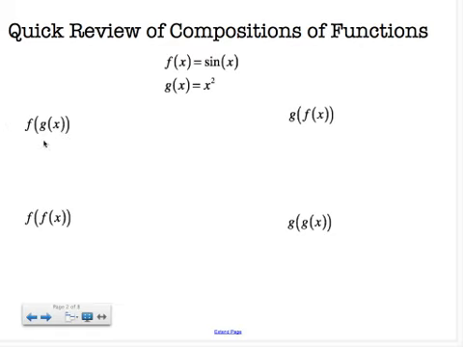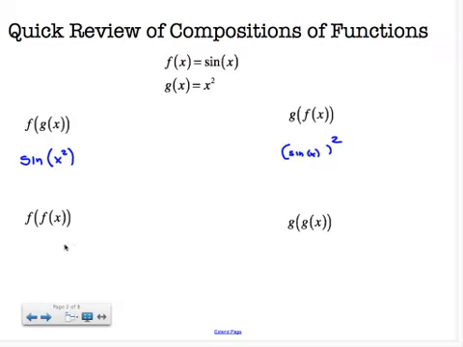Well, this means replace the input of f with g of x. So it would look something like this. Since f is the sine of x, I would say I have the sine of whatever g of x is, and g of x is x squared. So a composition is a function input into another function. Similarly, g of f would be take the function x squared and replace the input with whatever f of x is. In this case, f of x is the sine of x.